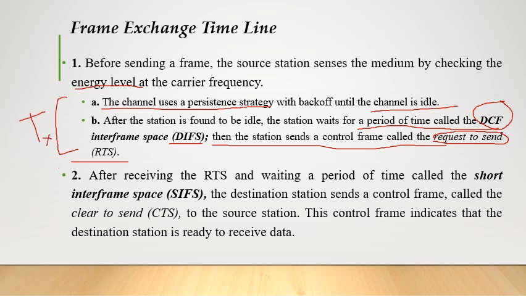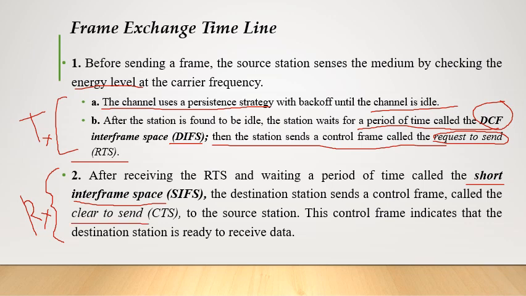So let us go to the receiver end. This is happening at the receiver or at the destination. After receiving the RTS, this receiver will again wait for some interframe space, and here it is known as the short interframe space. We call it SIFS. So the destination sends a control frame known as clear to send.